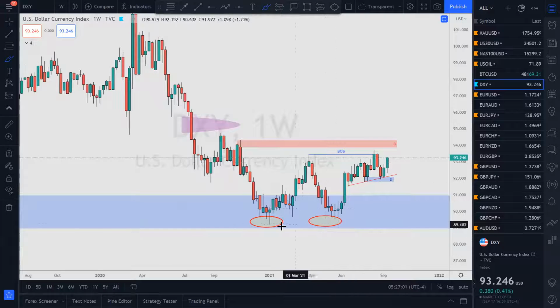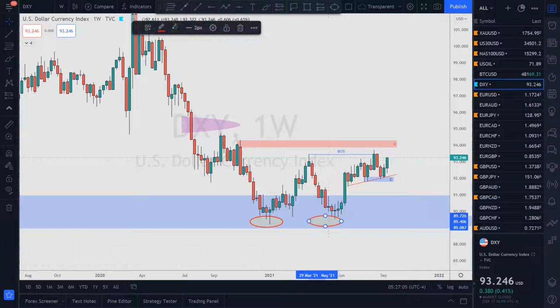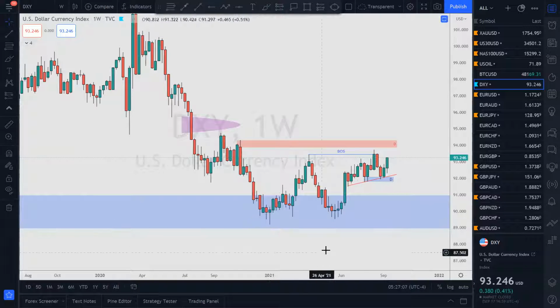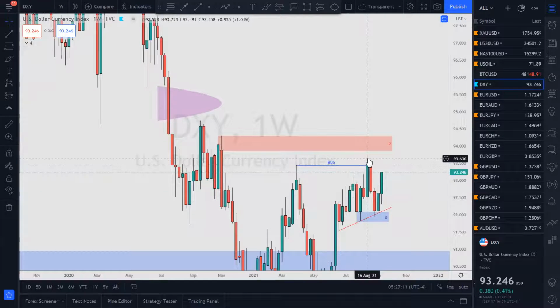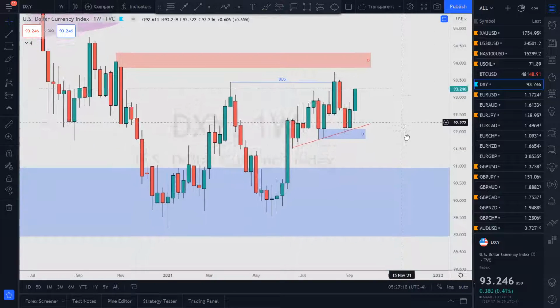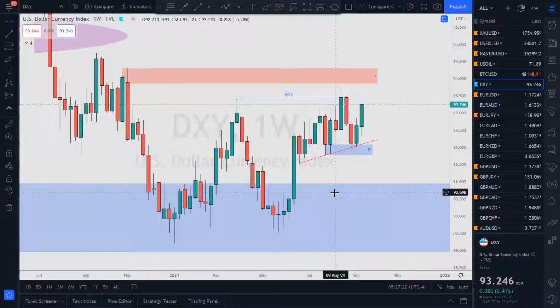The thing that I want you to catch here, get all this stuff out of the way, is there was a break of this high here, and I'm looking for price to return to the impulsing order block that sent it to break that in the first place, and that would be this one right here. It's on a daily.